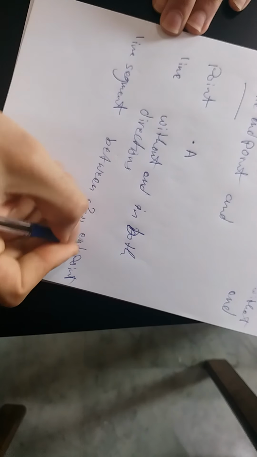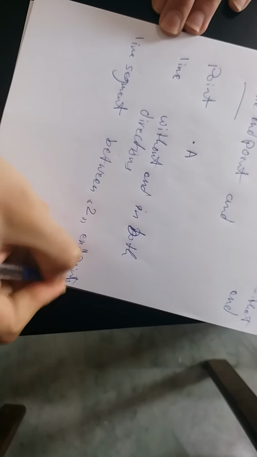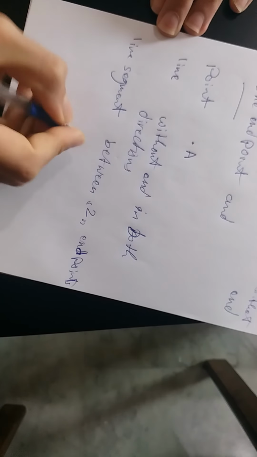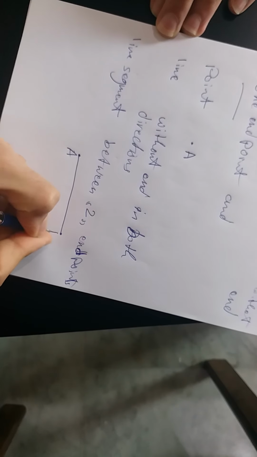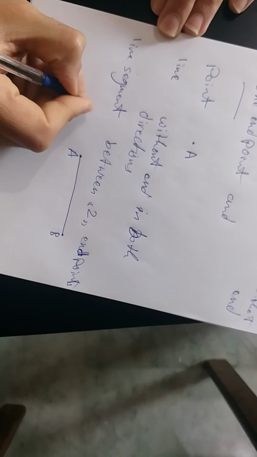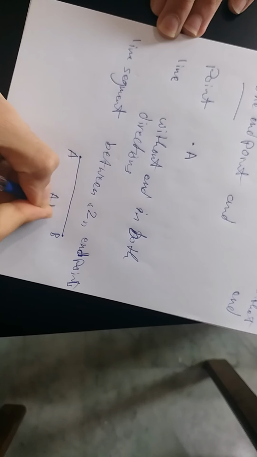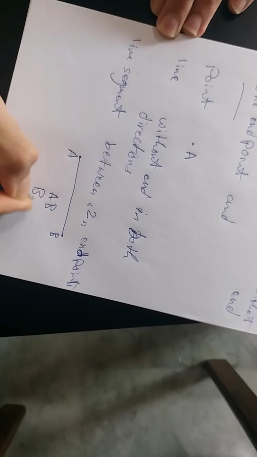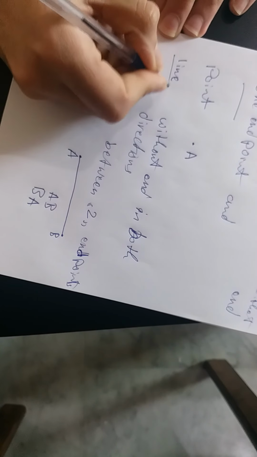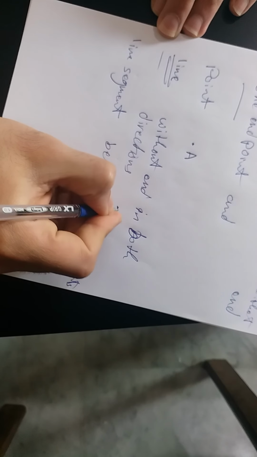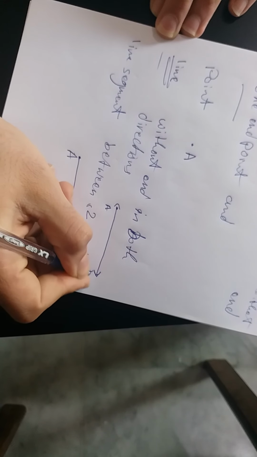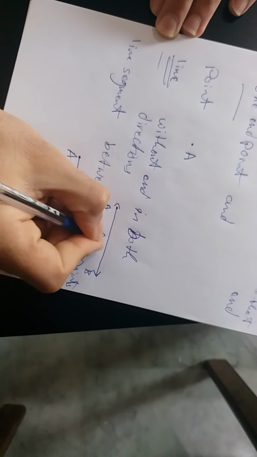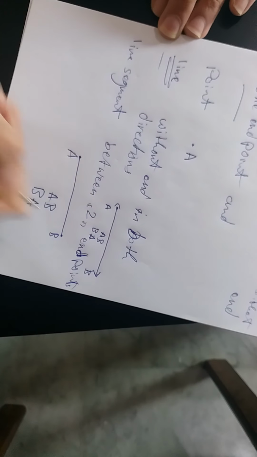Two end points like this, if we call this A and this B, this line segment is AB, or you can call it BA. Let's go back to the line, which I can draw like this. If it's A and B, I am going to call it AB or BA.